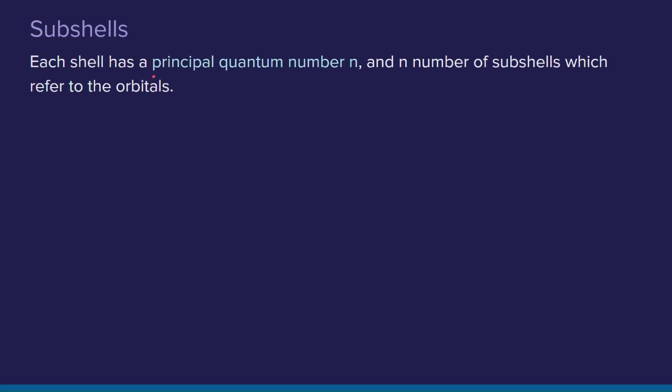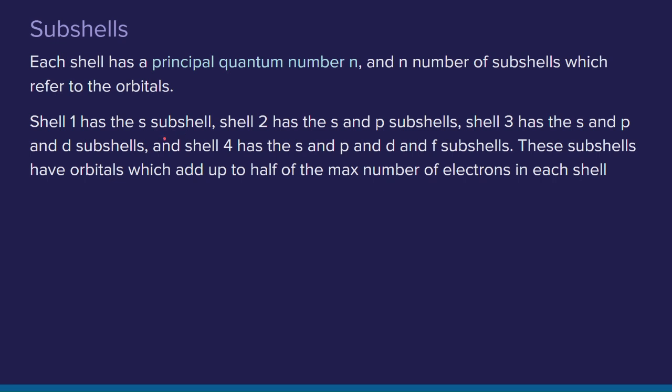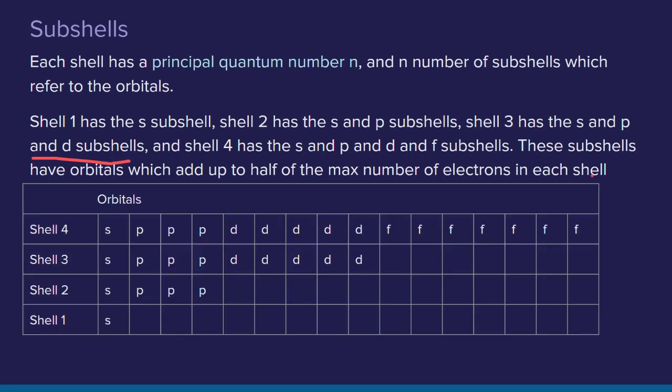So, subshells. Each shell has a principal quantum number n, which we looked at in the first topic, and it will have n number of subshells, which refer to the orbitals. Shell 1 has the s subshell, shell 2 has the s and p subshells, so that's 2 subshells. Shell 3 has the s, p, and d subshells, 3 subshells, and shell 4 has the s, p, d, and f subshells. And these subshells have orbitals, which add up to half of the maximum number of electrons in each shell. You can see the orbitals there.